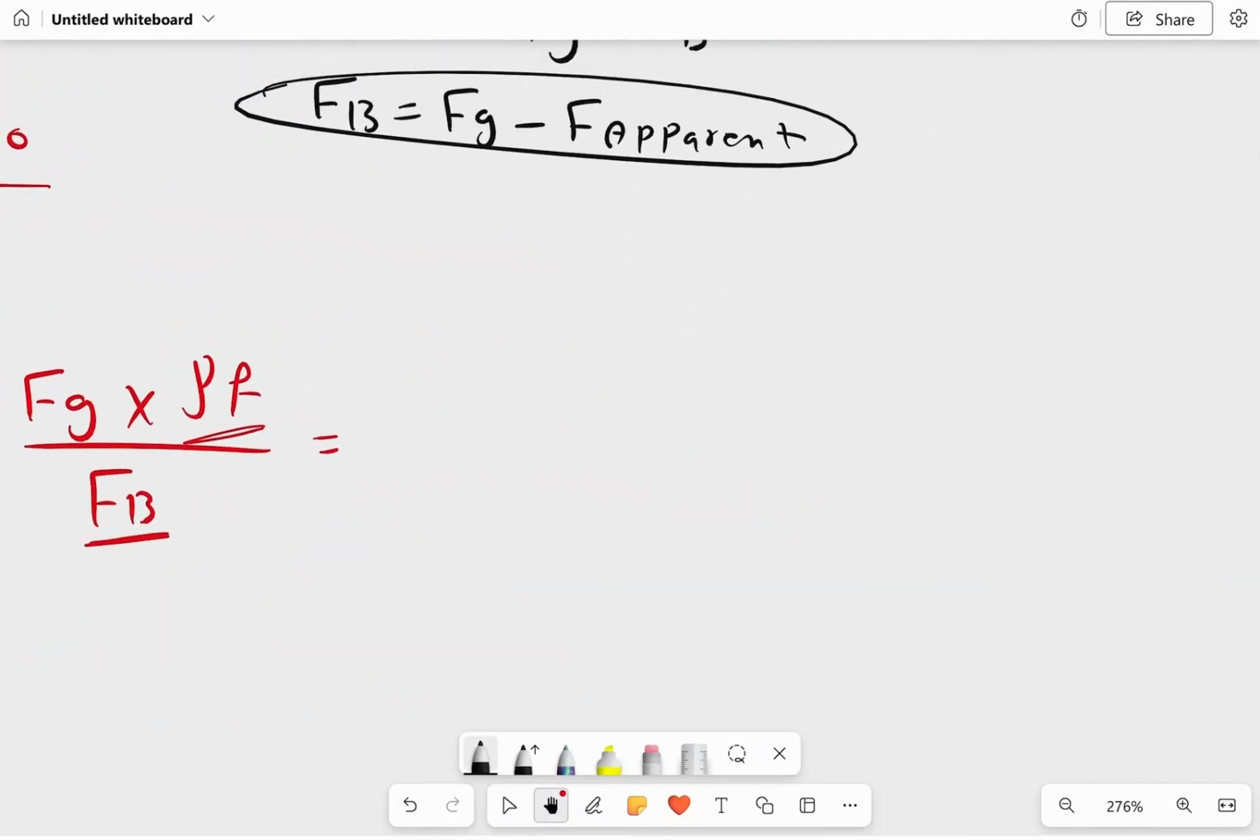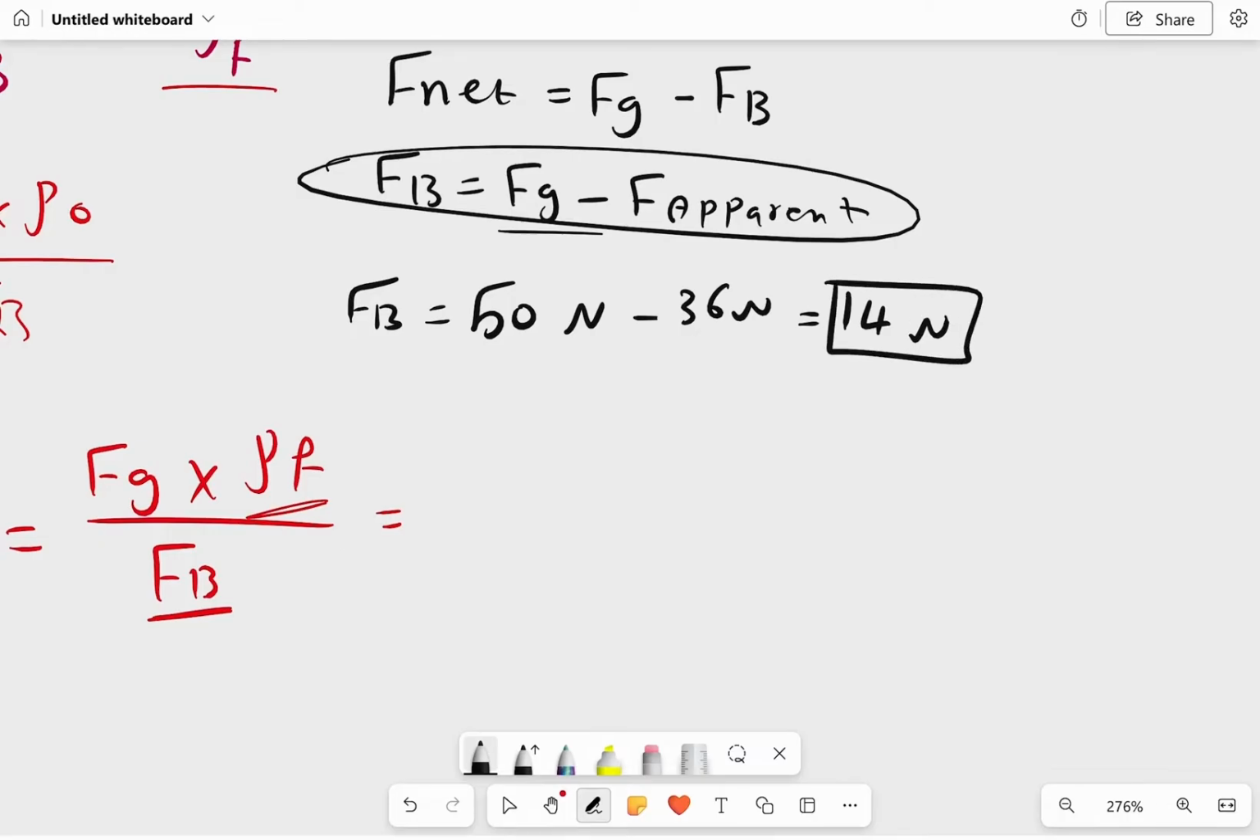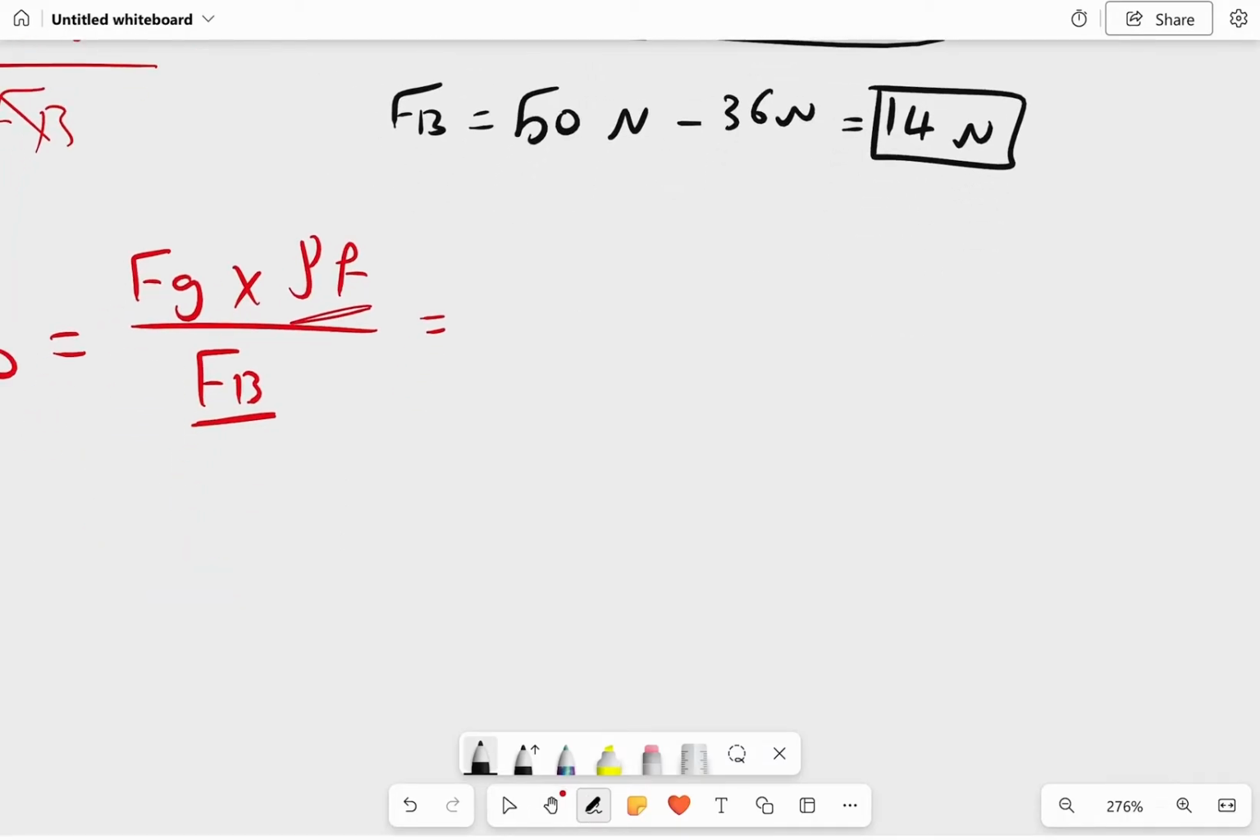Now, let's put Fg and Fa here. Fb is equal to Fg. Fg is how much? 50 Newton. What about the apparent weight? It's equal to 36 Newton. Then you have 14 Newton. This is Fb. Now we found this one too. Let's put all the numbers in the equation. You have Fg, which is equal to 50 Newton, times the density of the fluid.